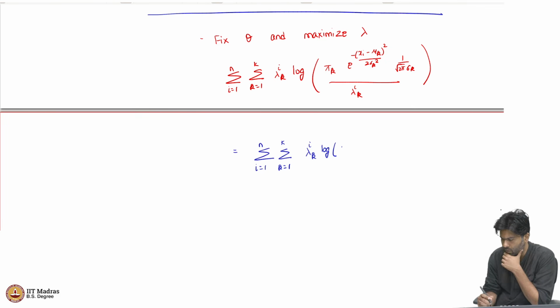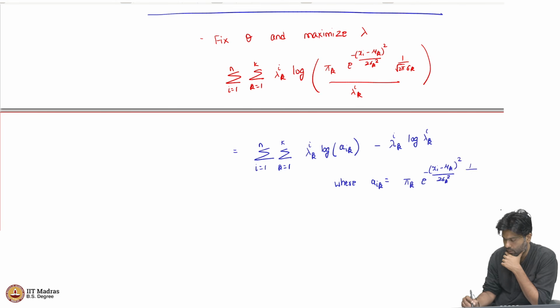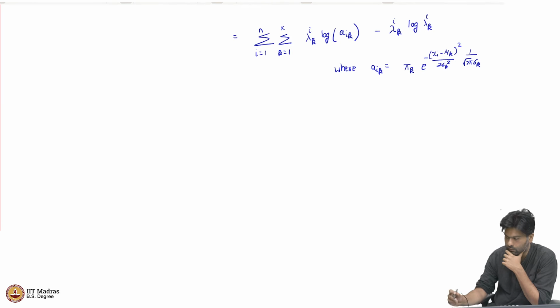So, we get lambda_ik times some constant, and I will write what this constant is, minus lambda_ik log of lambda_ik, where this constant that I am thinking of is pi_k times e to the power minus the density of the Gaussian, right. So, 1 by square root 2 pi sigma_k, with 2 sigma_k squared in the exponent. Okay.